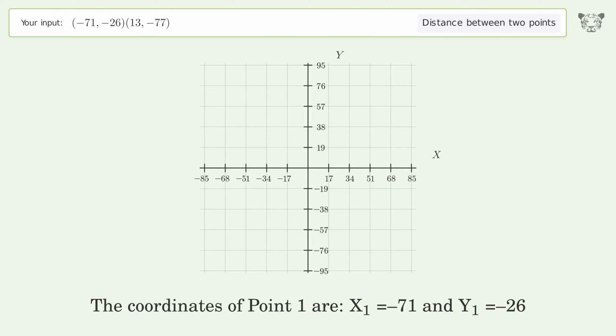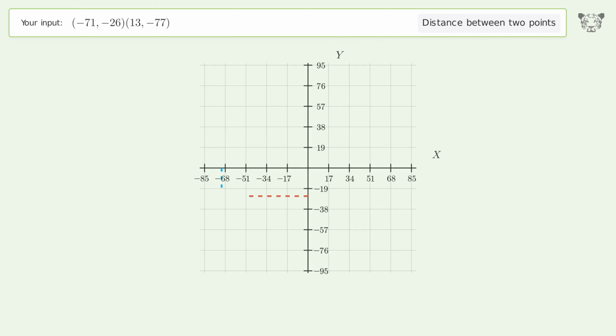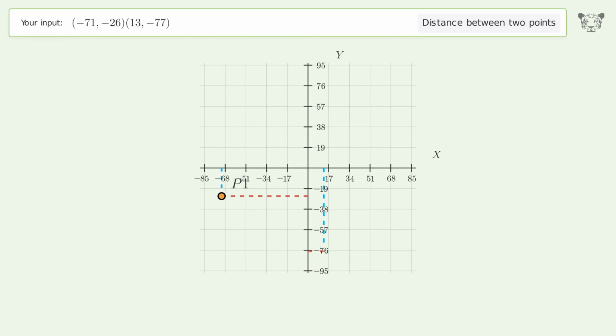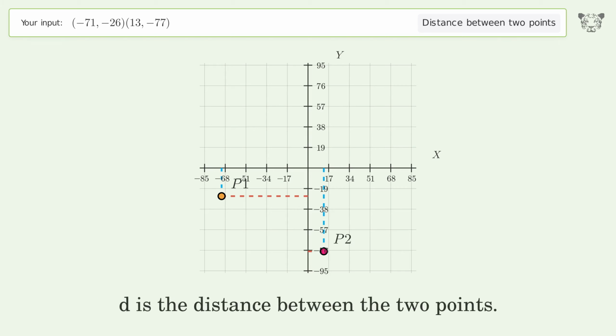The coordinates of point 1 are x1 equals -71 and y1 equals -26. The coordinates of point 2 are x2 equals 13 and y2 equals -77. D is the distance between the 2 points.